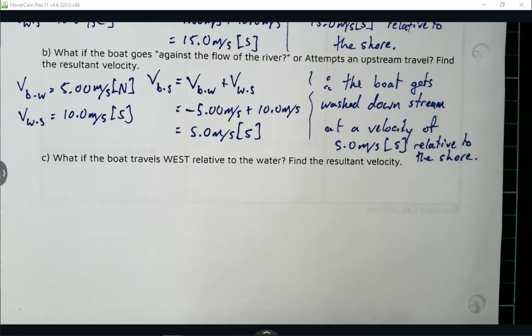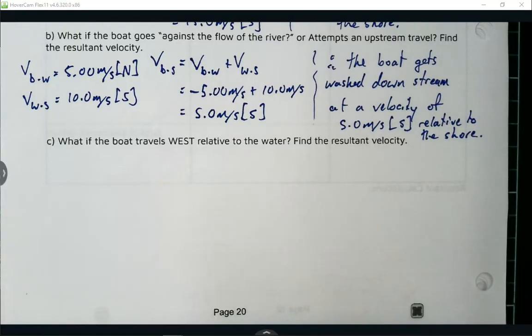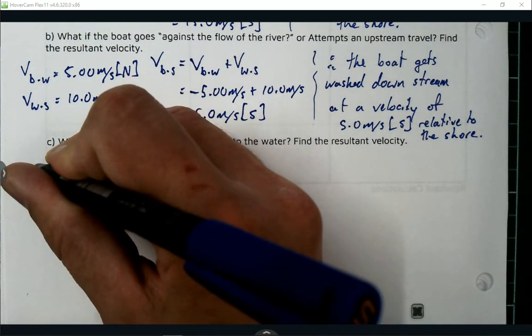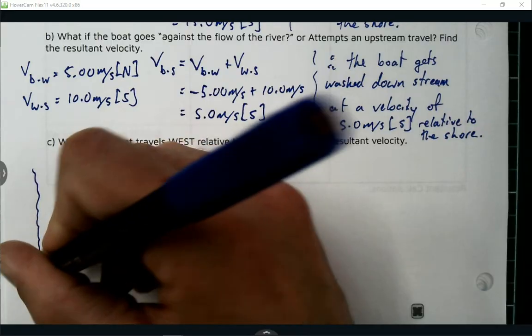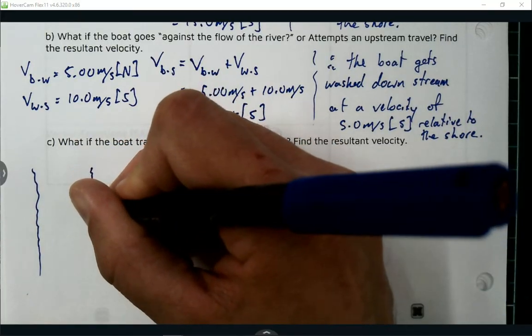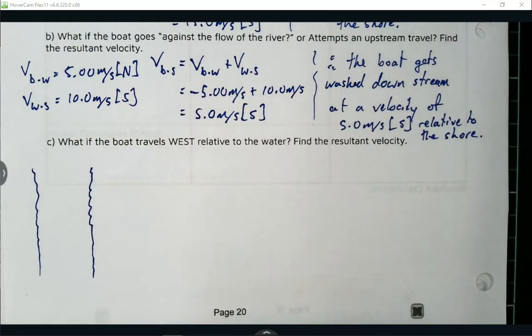Then it gets a little bit more complicated. And the question says, what if the boat travels west relative to the water? Find the resultant velocity. Now, if I was going to draw myself a river, redraw the diagram at the top of the page, these squiggly lines represent the shoreline, okay? And I want to think about what would happen. Before I even math this thing out, I want to think about what the scenario is.